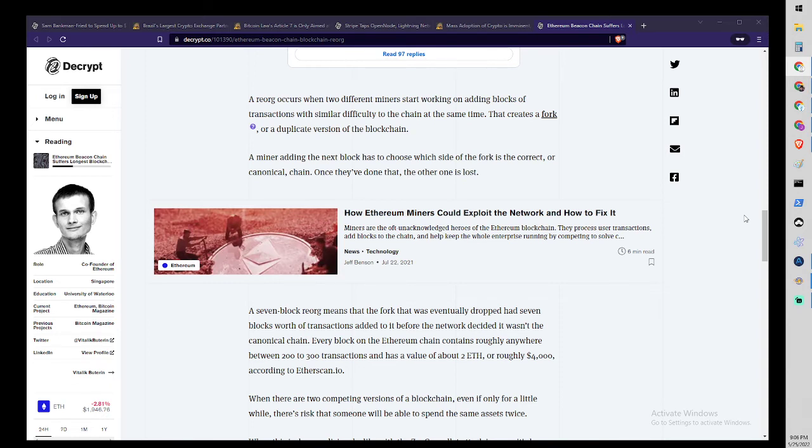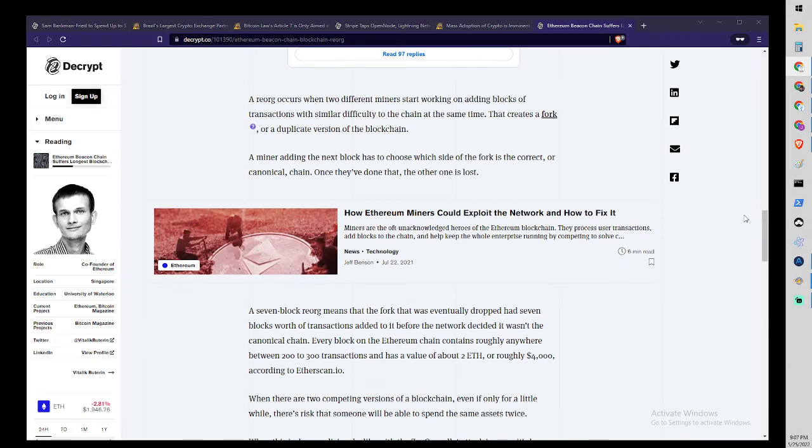Forget it. Chain. Once they've done that, the other is lost. A 7 block reorg means that the fork that was eventually dropped had 7 blocks worth of transactions added to it before the network decided it wasn't the canonical whatever chain.